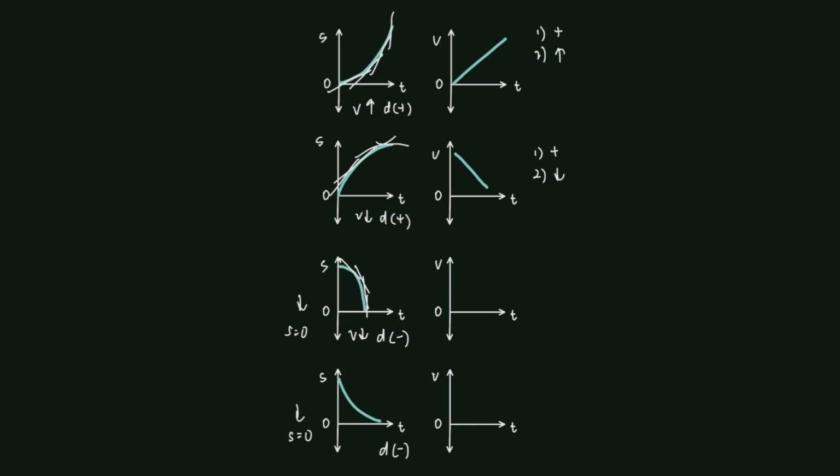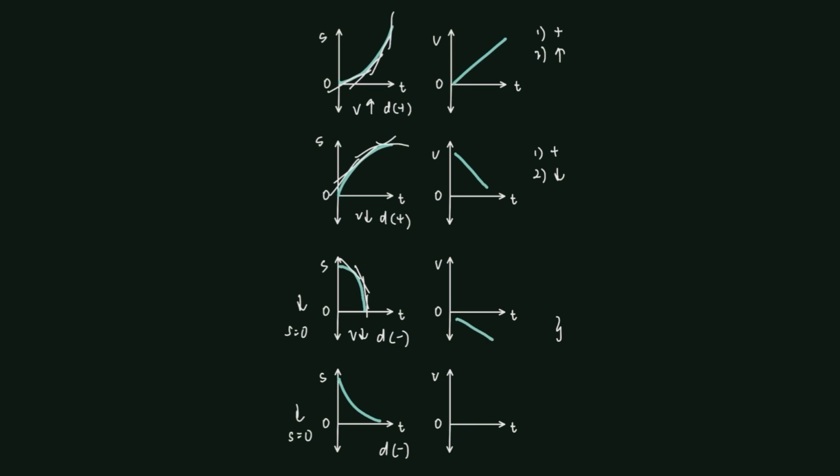So how will the graph look? Firstly, as it is in the negative direction, we want to draw it below the x-axis of this graph. And second, as the velocity is decreasing, it'll look something like this.